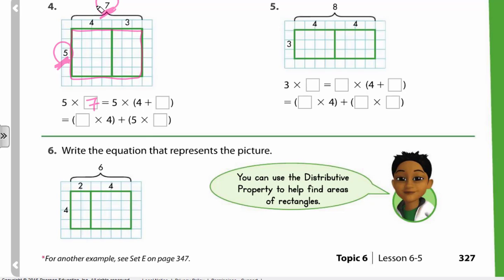Fahad, we break the 7 into 4 plus what? Again, we break the 7 into 4 plus what? 4 and 3. Yes, Fahad, thank you.